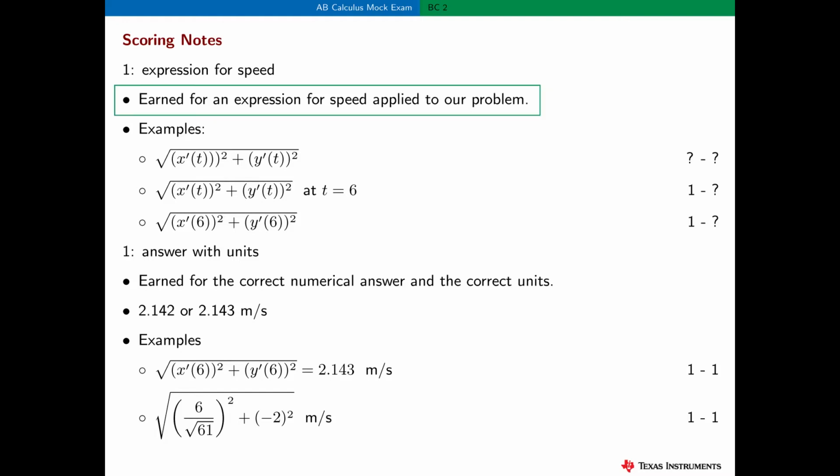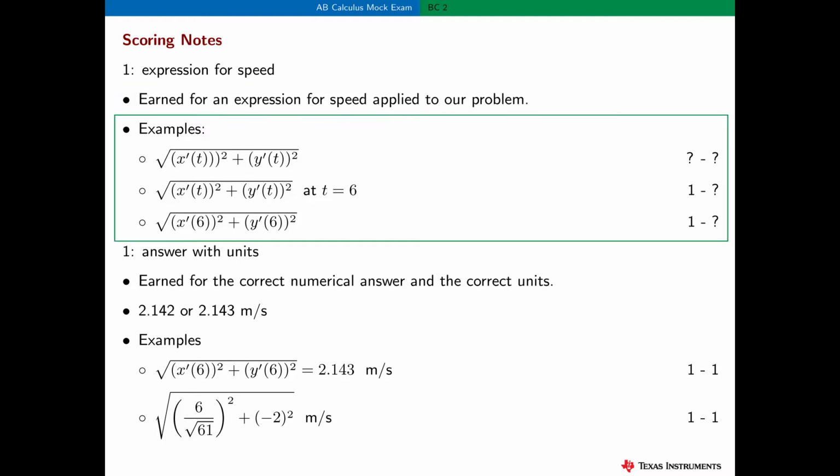The first point is earned for an expression for speed applied to our problem. That is, the point is not earned for a general formula for speed. Here are some example student responses and how each is scored.